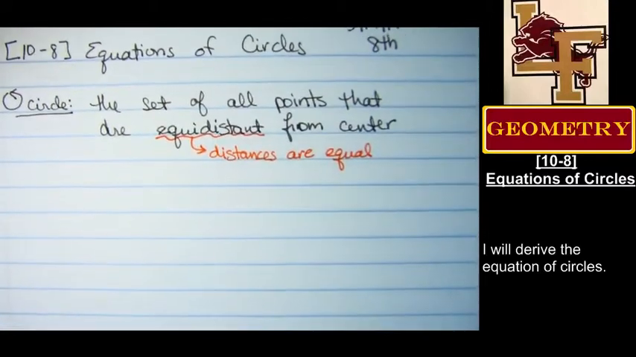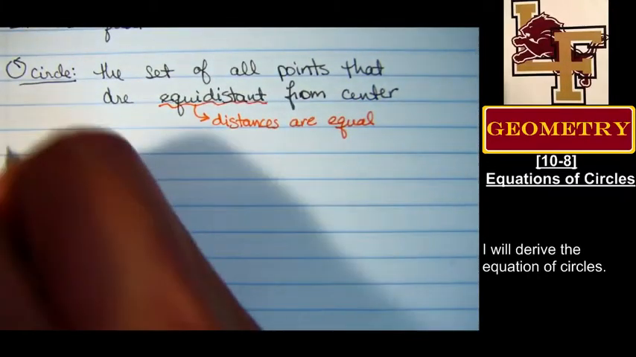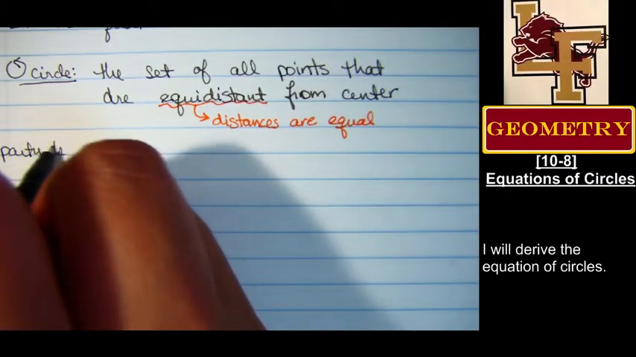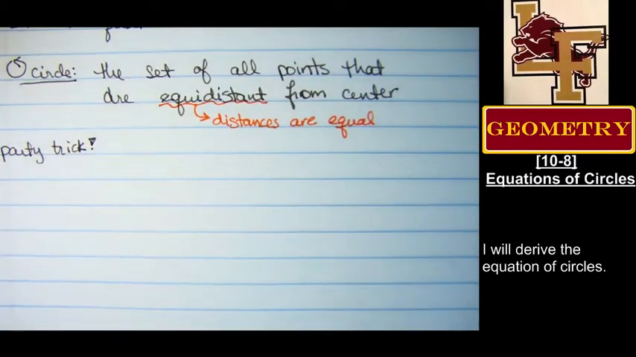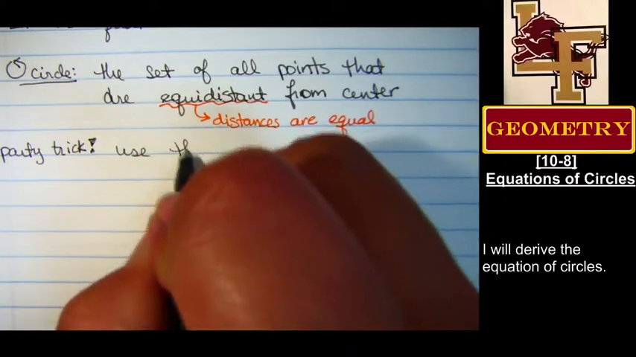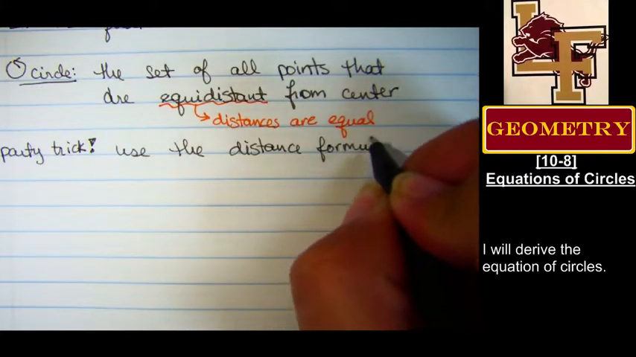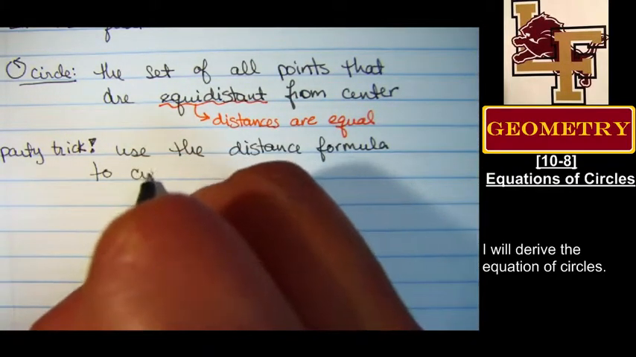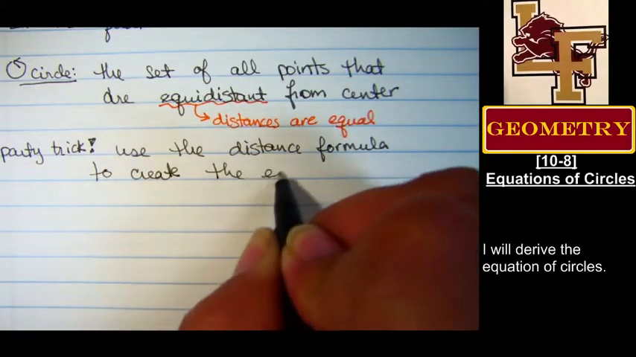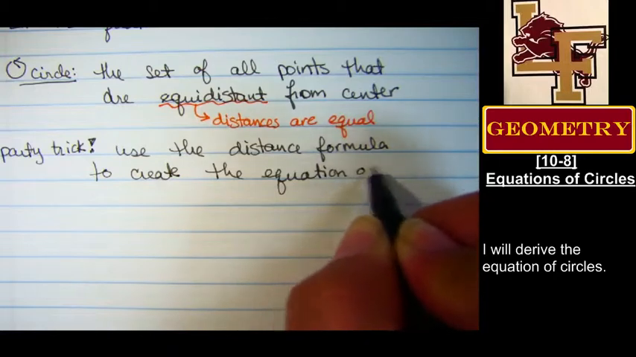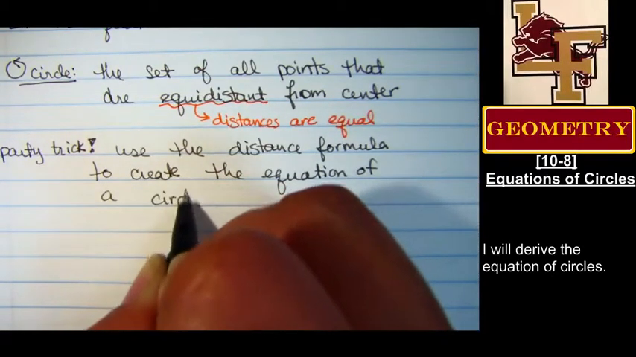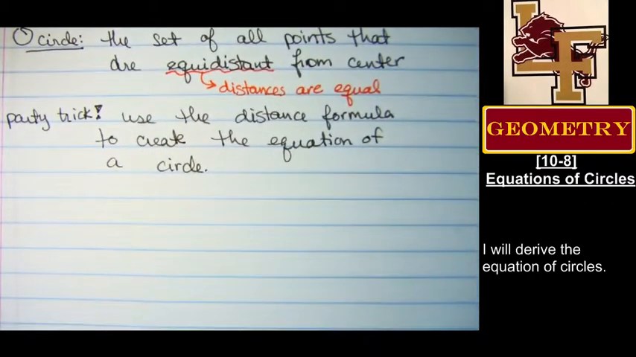Now there's something really cool. We can do a really cool party trick. Because all of these points are the same distance from the center, we can use the distance formula to create the equation of a circle. And so you're going to look like a magician, like you have pulled this equation out of your hat. And that hat is the distance formula.